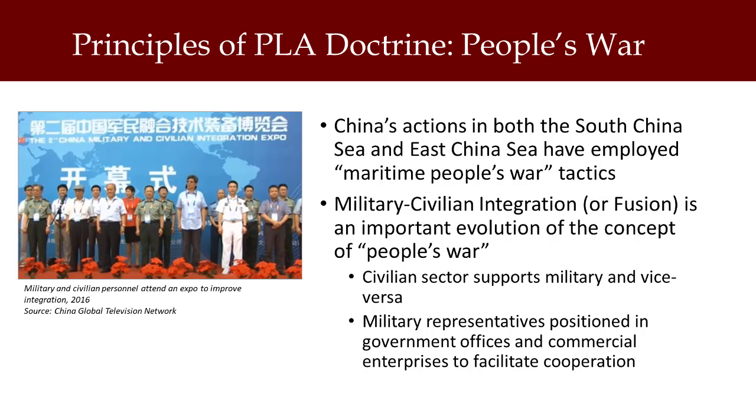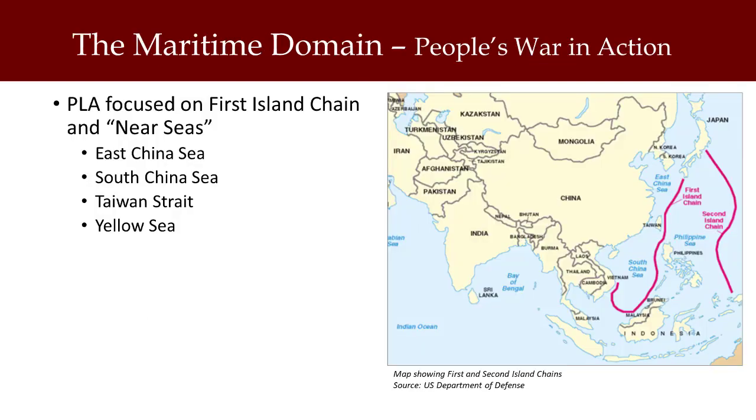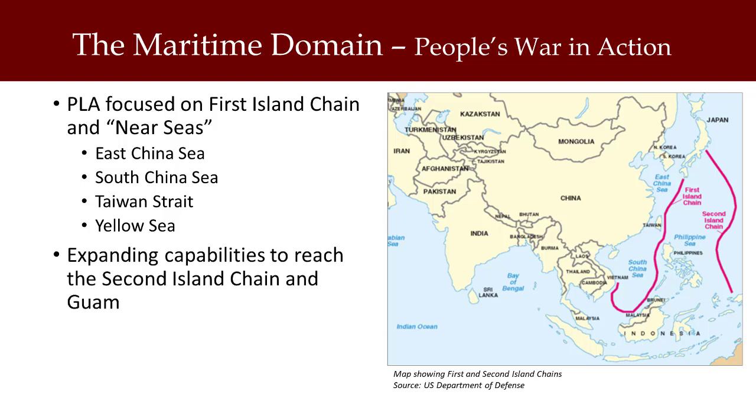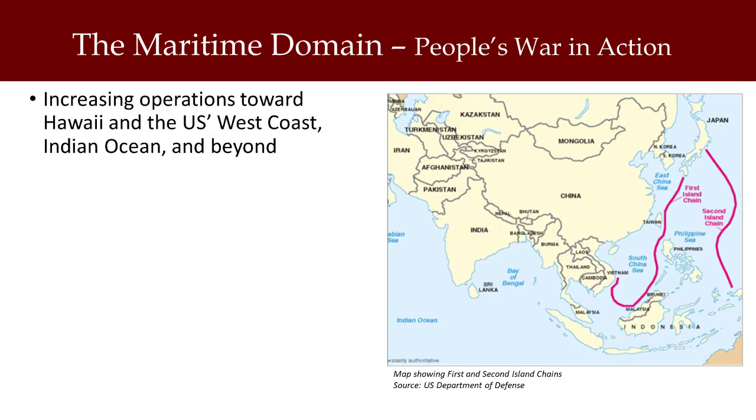In the maritime domain, the PLA's focus is concentrated within the First Island Chain, or the near seas of the Yellow Sea, East China Sea, Taiwan Strait, and South China Sea, while expanding its capabilities that can reach the Second Island Chain, anchored on Guam as seen on the map. The PLA is gradually increasing operations toward Hawaii and the U.S. West Coast and into the Indian Ocean, Gulf of Aden and Persian Gulf, Mediterranean Sea, and the Atlantic and Arctic Oceans.